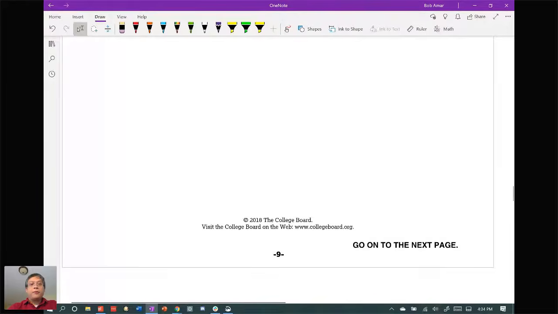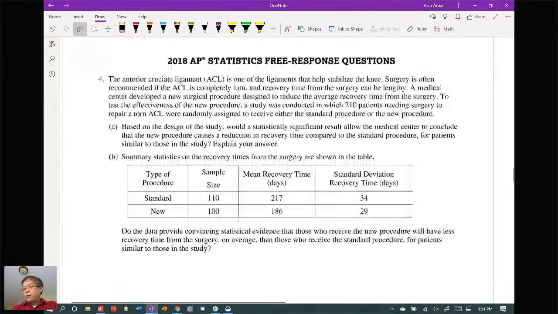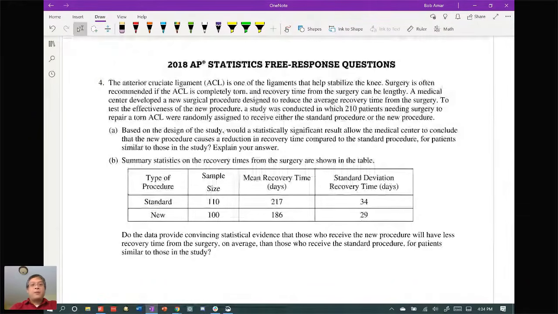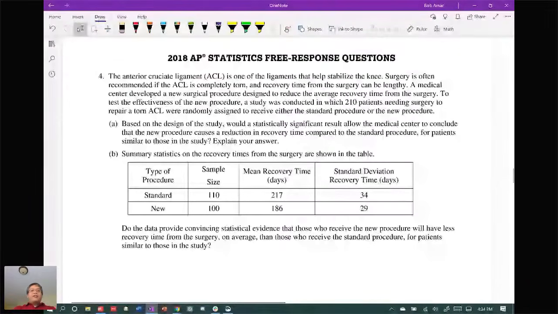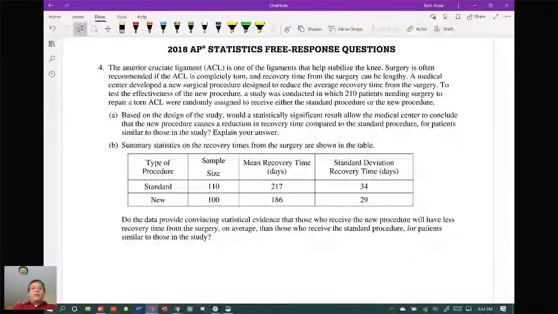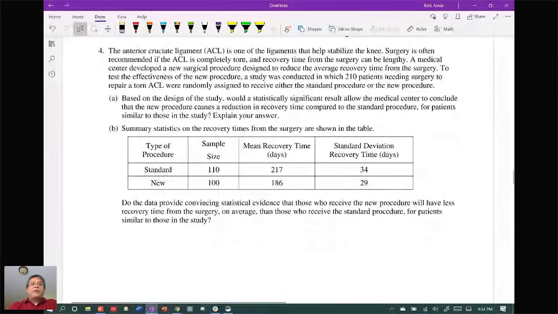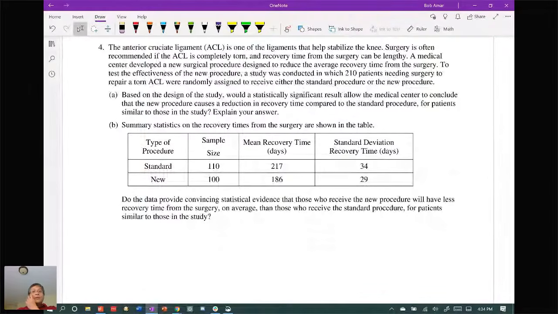Okay, we're moving on. Here's question 4. The ACL is one of the ligaments that helps stabilize the knee. Surgery is often recommended if the ACL is completely torn, and recovery time from the surgery can be lengthy. So they designed a new surgical procedure designed to reduce the average recovery time.